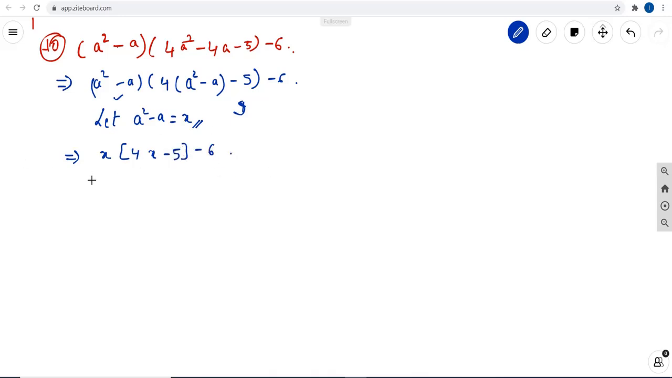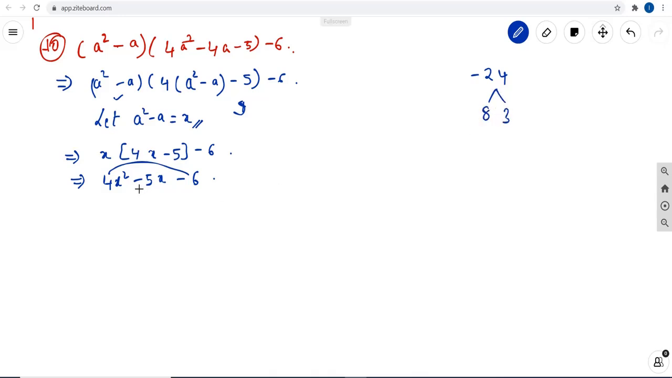Okay, now we will multiply this term. If I multiply this, so this becomes 4x square minus 5x minus 6. Okay, so now this becomes a quadratic equation. So if I want to solve this, so first step is what? I will multiply these two. So this becomes minus 24. 6 fours are 24. We have minus there, so this becomes minus 24. So middle term is what we want, minus 5. So factors what I can take for 24 is 8 threes.